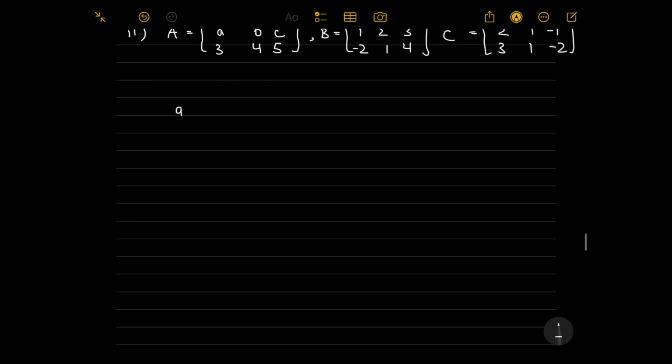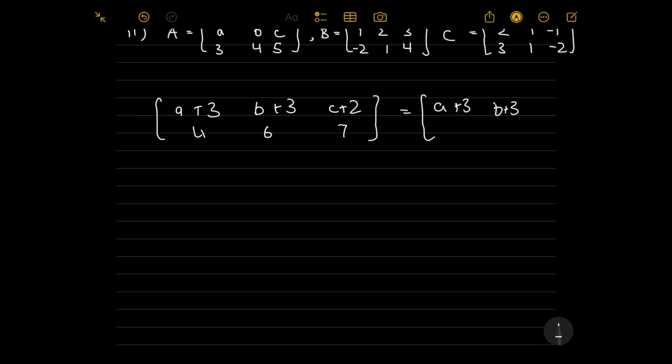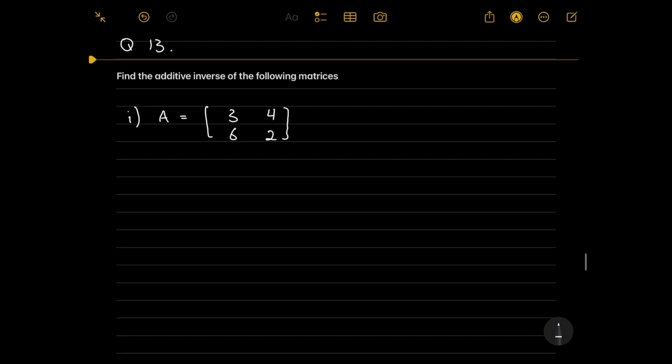It is a plus 3, b plus 3, c plus 2, 4, 6, 7 equals a plus 3, b plus 3, c plus 2, 4, 6, 7. So left hand side equals right hand side, and this would be the answer. Be sure to practice this question. Moving on to question number 13.